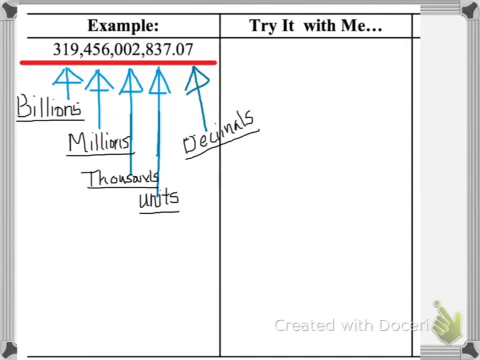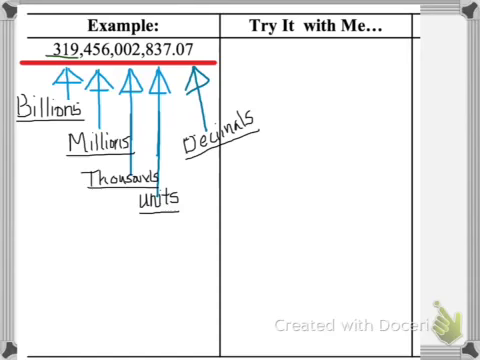In this example, I'm going to show you how to write a number that's in standard form and put it into written form. When you do that, you really need to just pay attention to the way the numbers are grouped into their groupings or periods. Sometimes we call them their sections. And each section is divided up into groups of 3 digits.